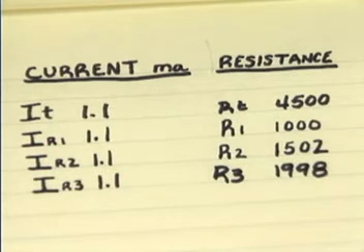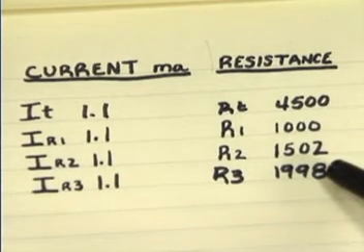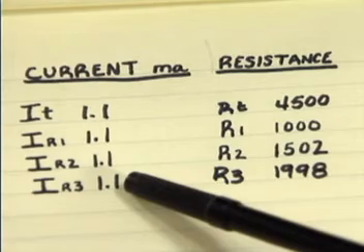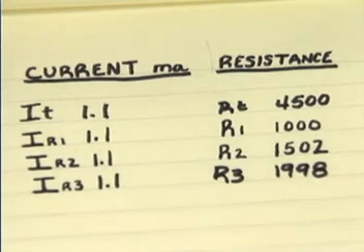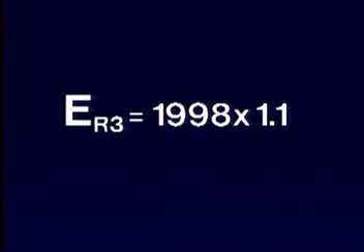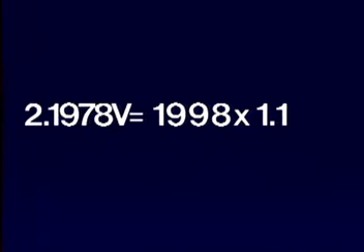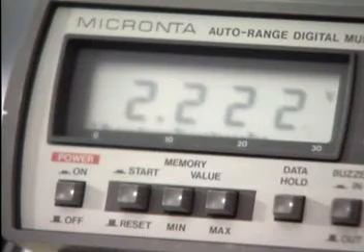R3 has a resistance of 1,998 ohms, and the current is again 1.1 milliamps. ER3 then is equal to 1,998 ohms times 1.1 milliamps, or 2.1978 volts. When you measured ER3, the meter read 2.222 volts. This verifies that Ohm's law is true for every component in a series circuit.